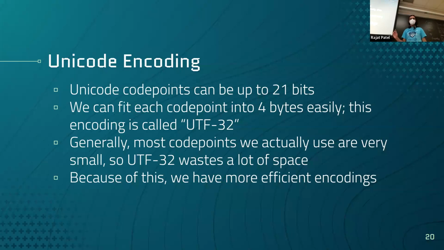So we can fit every code point into 4 bytes easily. This encoding is called UTF-32. This is the most obvious way to encode Unicode. This is sort of like what you would probably do for ASCII without even thinking about it. But most code points we use are actually really small, so UTF-32 wastes a lot of space. Because of that, we have more efficient encodings.